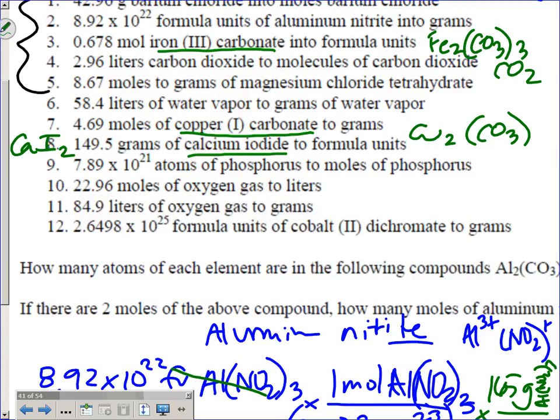Yeah, when it says liters of oxygen gas, this means diatomic, which is O2. FYI. There's only like 2 like that right here, oxygen gas.